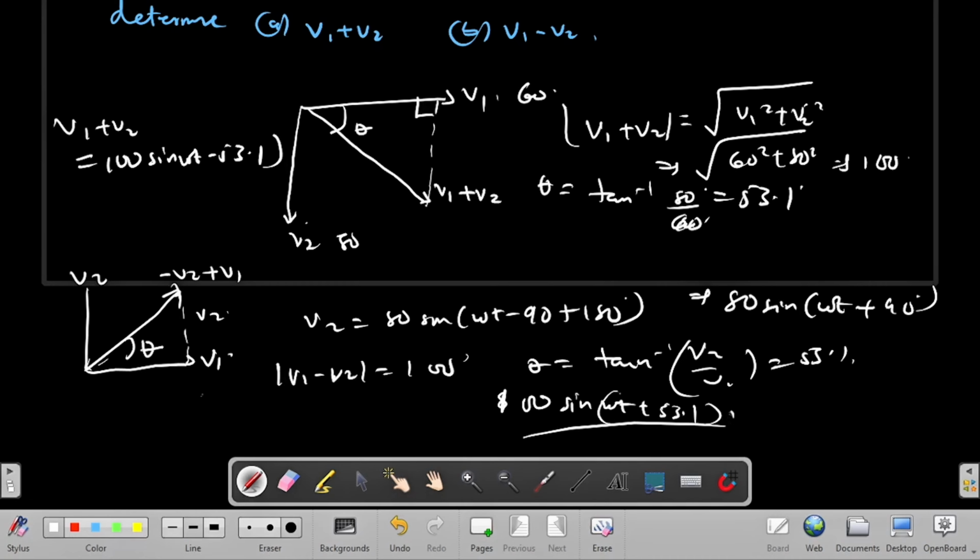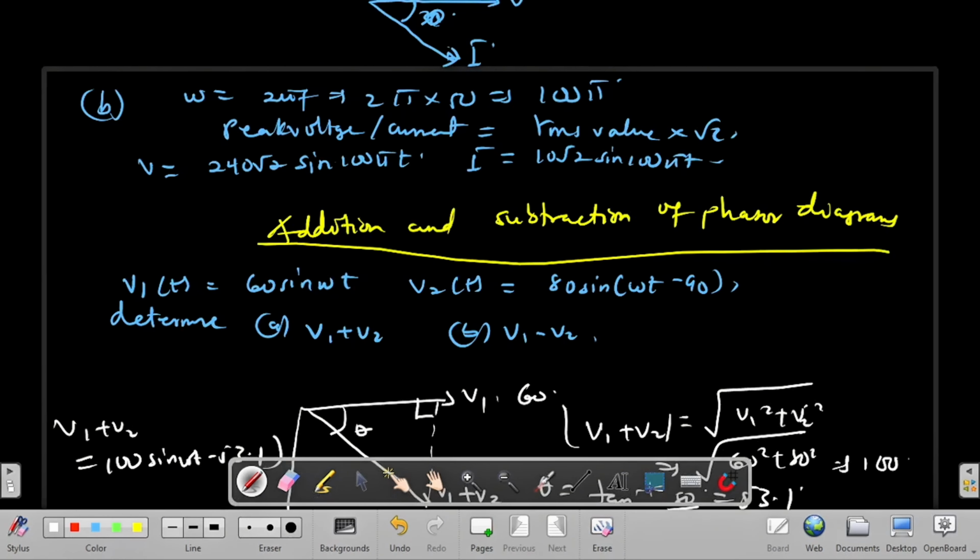Simple as that. So yes, this is the end for phasors and the phasor diagram. More problems will be solved as we move along the course.